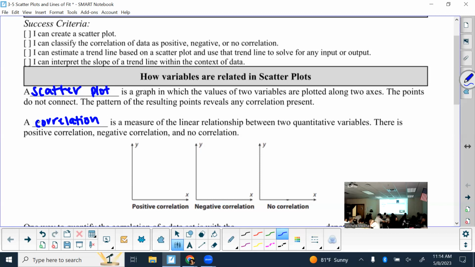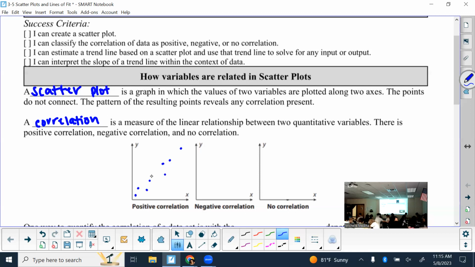So there's positive correlation, negative correlation, and no correlation. If it's positively correlated, what will it look like? It will go up. And this is a scatter plot, so you have a bunch of dots. They don't need to be perfectly in a straight line. You just need to be able to tell that it's going up for the most part. So positive correlation, as the x's increase, so do the y's.